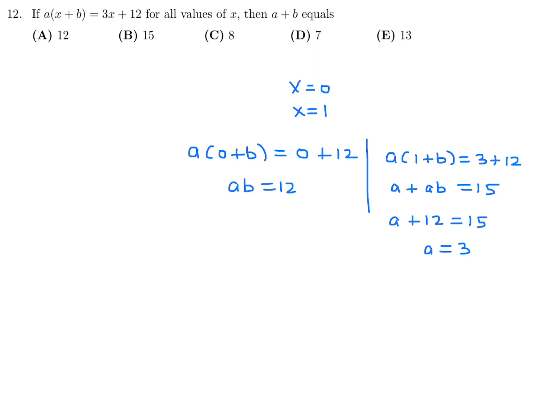Okay, A is 3, substitute that into here. That means 3B is 12, that means B is 4. And they want A plus B, so that would be A plus B is equal to 3 plus 4, and that is 7. So number 12, the answer is D.